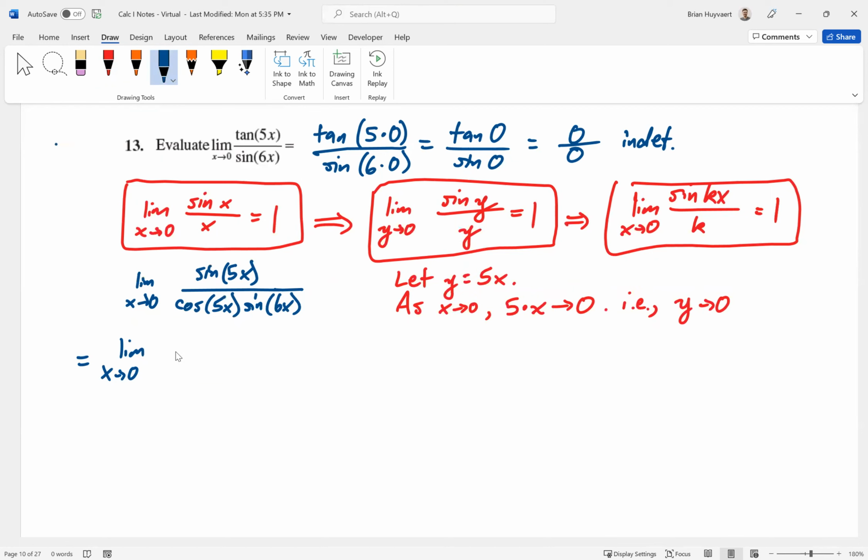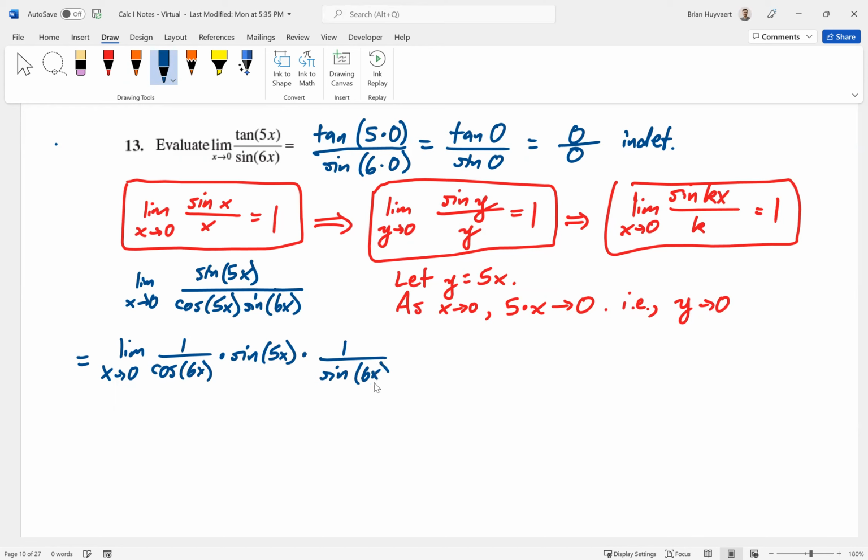One thing you might want to do is split some of these pieces up. So for example, 1 over cosine of 5x. It turns out when we plug in 0 there, it's not going to be an issue. Times sine of 5x times 1 over sine of 6x.